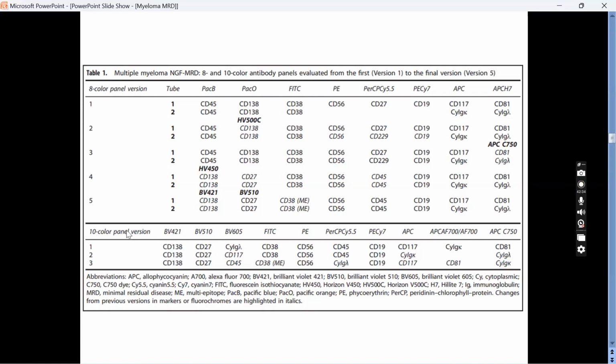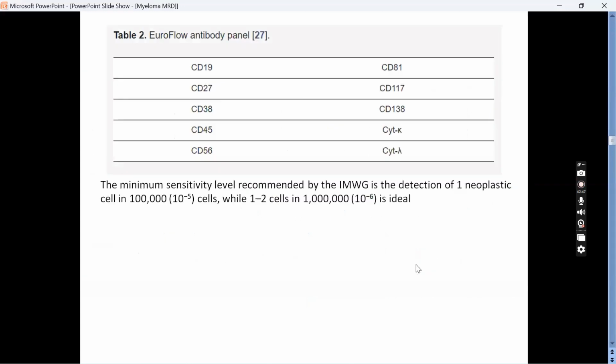Okay, so it's better you use a 10-color panel or a 13-color panel with a single tube. When you're using a 10-color panel, there are 3 different combinations, so you can use any one of them. This has been in the Euroflow paper. These are the minimum markers you should use, for minimum sensitivity. You should definitely use 19, 27, 38, 45, 56, 81, 117, 138, kappa, lambda. These are the minimal markers which have to be used, 10-color.